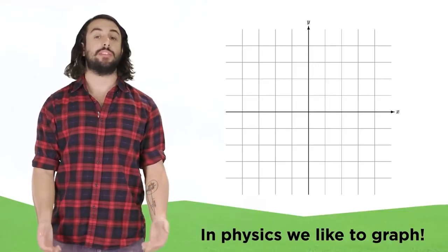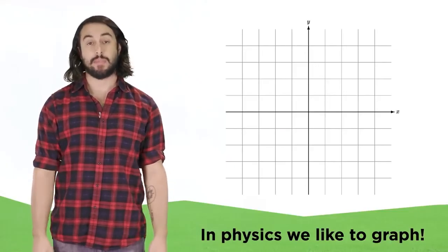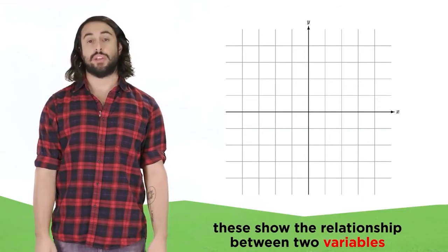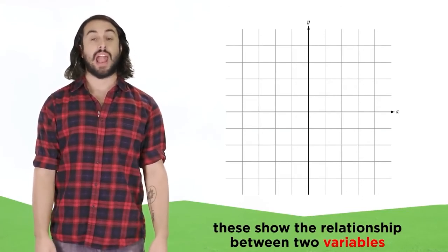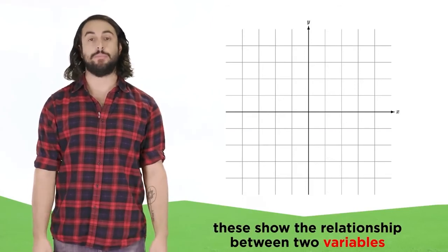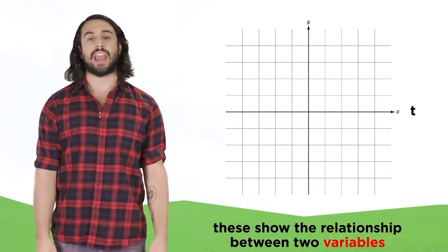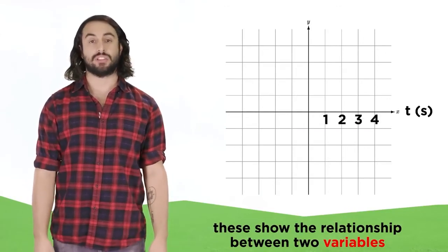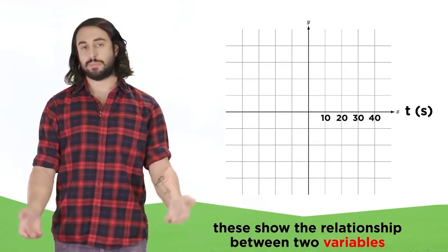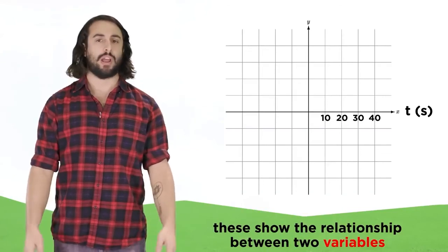One of the best ways to do quantitative analysis is to make graphs. When we do this, we are plotting data points that correspond to two variables, and in physics, one of these will often be time. So we can label the x-axis with a t for time, and we could make tick marks for individual seconds, or multiples of 10 seconds, or whatever we want.